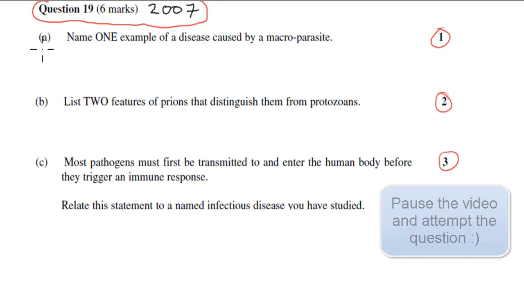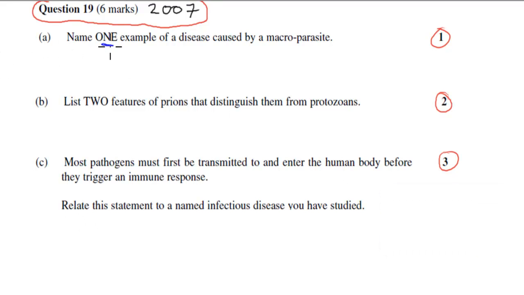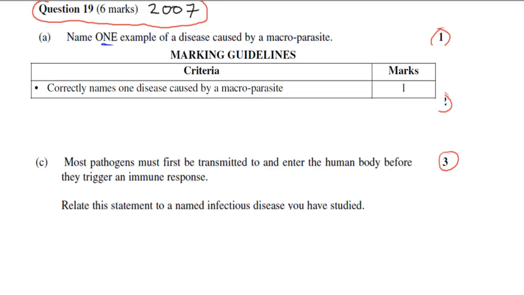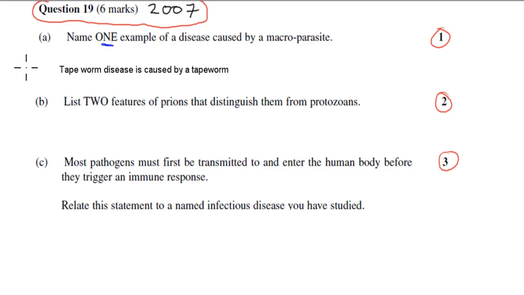Welcome back. Right, so for the top question, it says name one example of a disease caused by a macroparasite. The marking guideline is quite straightforward. It says you need to correctly name the disease caused by a macroparasite. That will get you your 1 mark out of 1. In this case, what I wrote is tapeworm disease is caused by a tapeworm. I think if anyone needs to remember one, because you should have one for macroparasites, this would be a pretty easy one to remember, tapeworm disease by tapeworm. But if you said any other one which is also caused by a macroparasite, you also get 1 mark.